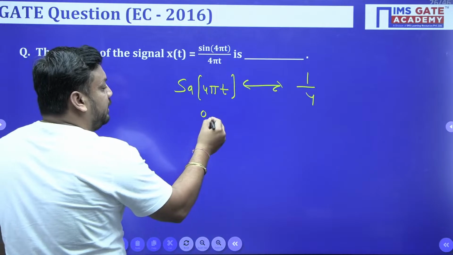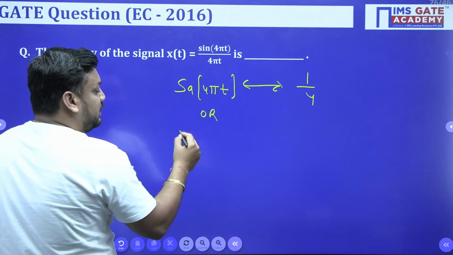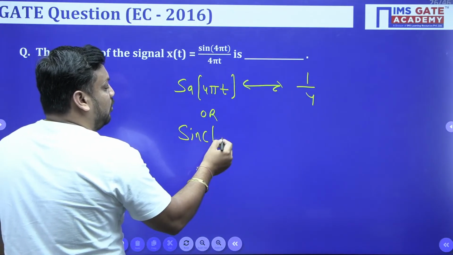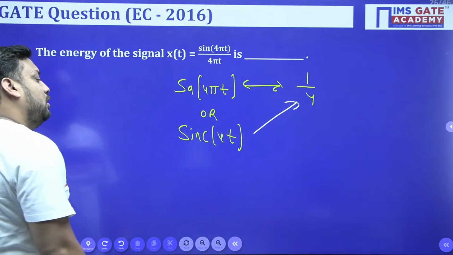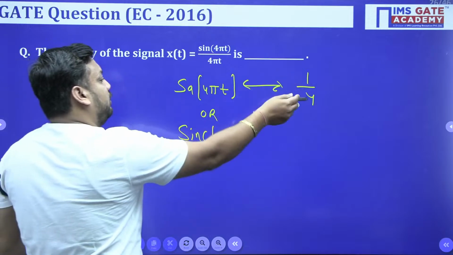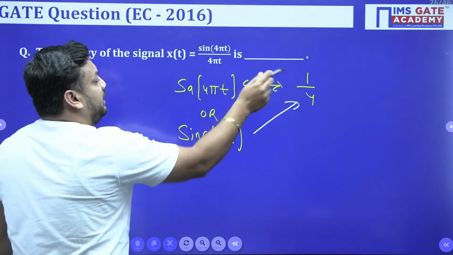Or you can write this also, sampling of 4 pi t is nothing but sinc of 4t, and sinc of 4t energy is also 1 by 4. Sinc of at, sinc of at energy is 1 by a. Sinc of a pi t energy is 1 by a.